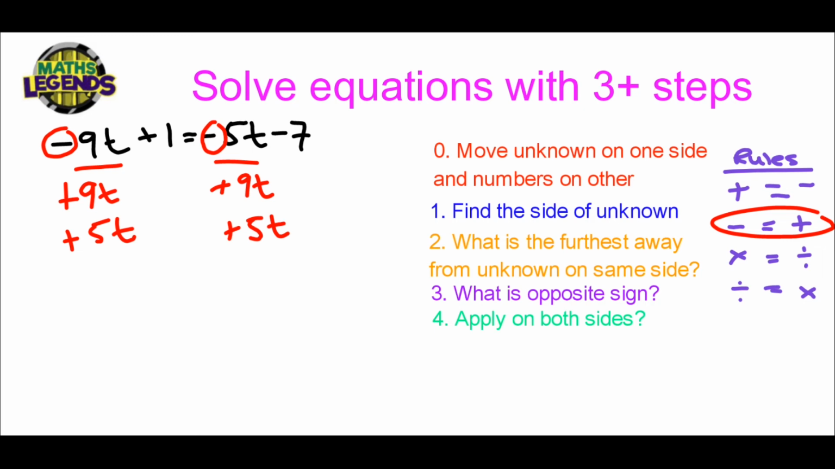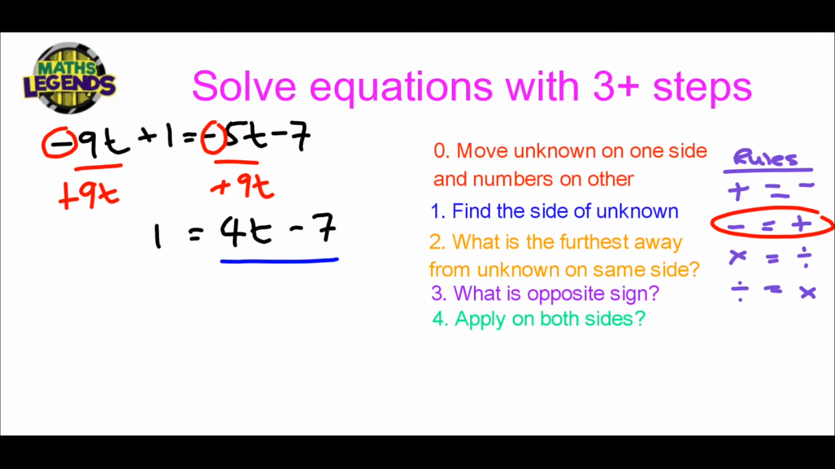So we can see that if we did plus 5t, then the minus 9 plus the 5 would still leave us with a negative. So that means that we need to use the plus 9t. So we then simplify. Minus 9t plus 9t is 0. 1 stays as it is. Equal underneath the equal sign. Minus 5t plus 9t is 4t. And then minus 7 stays as it is.